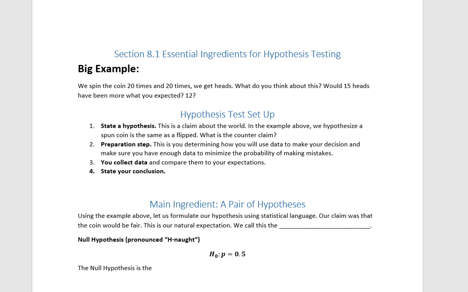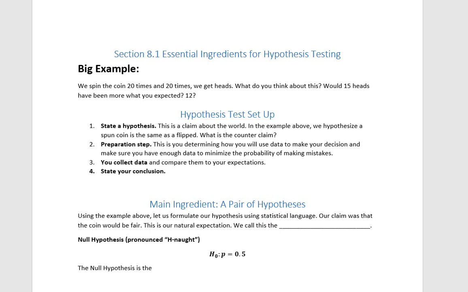So first, you state a hypothesis. Okay? So this is a claim about the world. In the above example, we hypothesized that a spun coin is the same as a flipped coin, so that it would be fair. What would the counterclaim be? It would be an unfair coin.